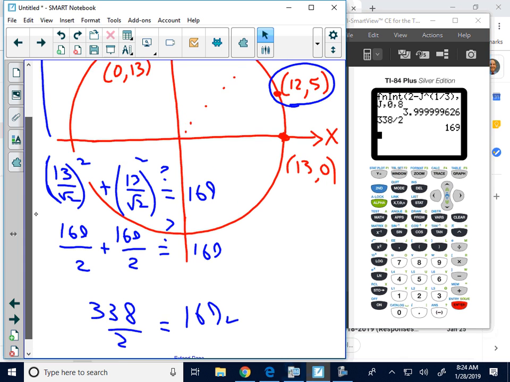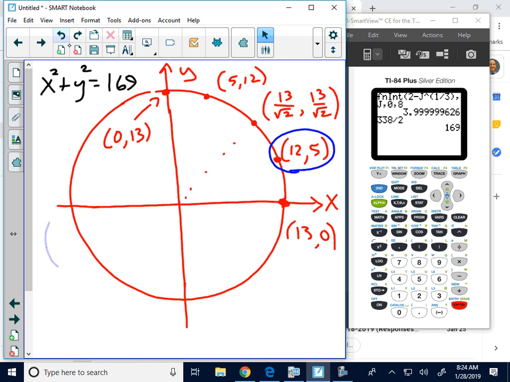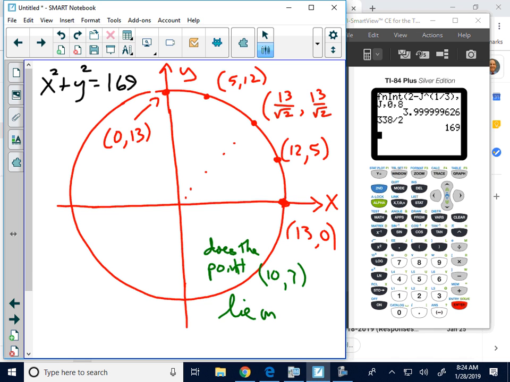And by the by, since we're doing algebra here, let me just throw one other thing at you. Let me just pick some reasonable numbers. Let's say we had, I don't know, (10, 7). Does it lie on the circle? Question mark. Okay, so you know how to determine whether it lies on the circle. By the way, it doesn't. Is it inside the circle or outside the circle?